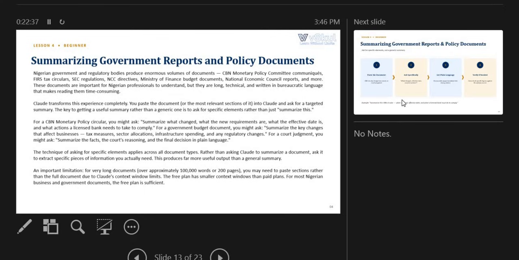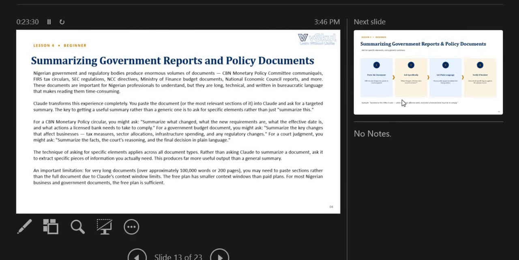to comply. For a government budget document, you might ask, summarize the key changes that affect businesses, tax measures, sector allocations, infrastructure spending, and any regulatory changes. For a court judgment, you might ask, summarize the facts, the court's reasoning, and the final decision in plain language. This technique of asking for specific elements applies across all document types. Rather than asking Claude to summarize a document, ask it to extract specific pieces of information you actually need. This produces far more useful output than a general summary.